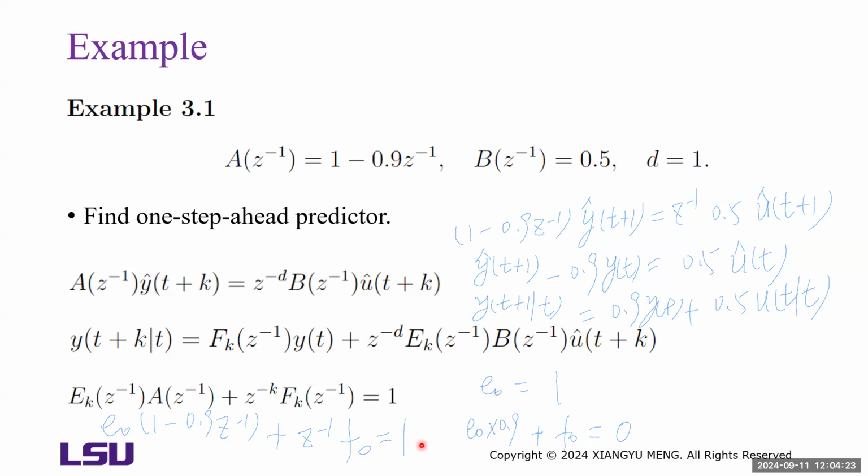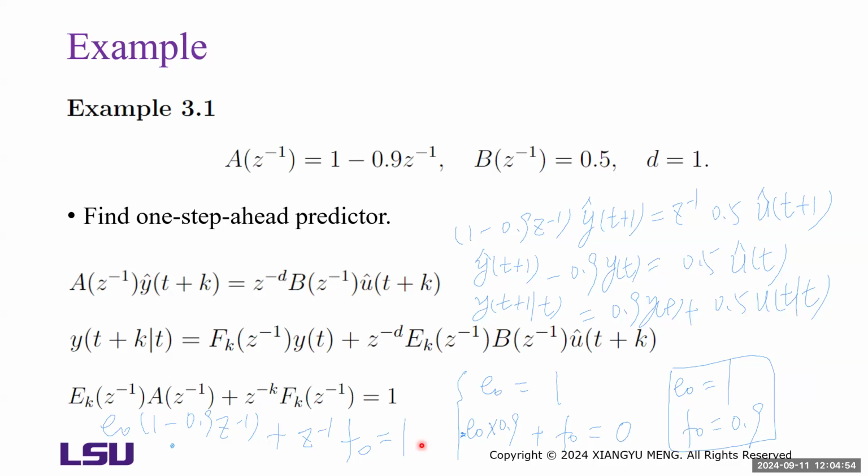Then by solving these equations, we have E0 is 1. Here it should be negative because we have the negative sign here, so it is negative E0 times 0.9. Therefore we solve for F0. So F0 will be just 0.9. Okay.